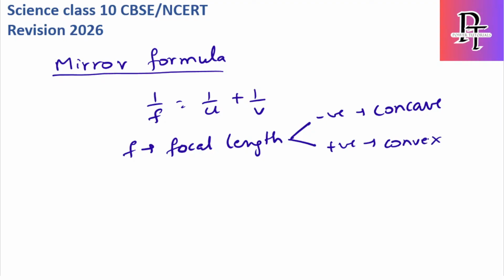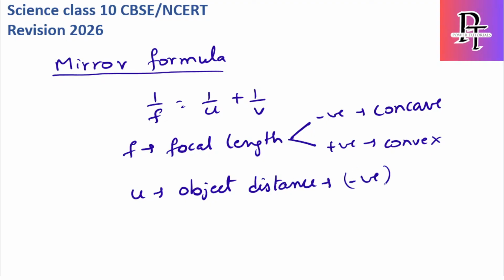Same when I am discussing lens formula, I will say that focal length is negative for concave lens and positive for convex lens. Same as for mirrors also, it is negative for concave mirror and positive for convex mirror. Okay, and then what is u? u is the object distance from mirror.